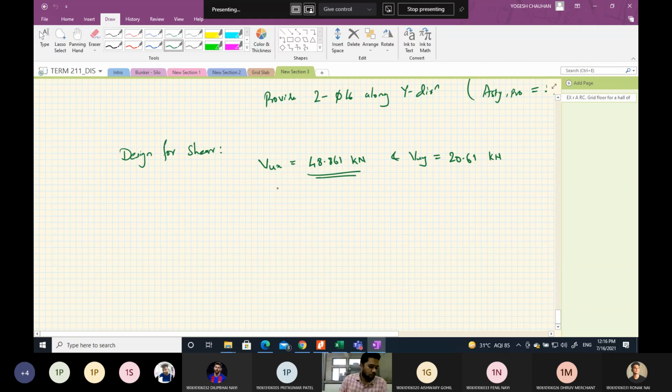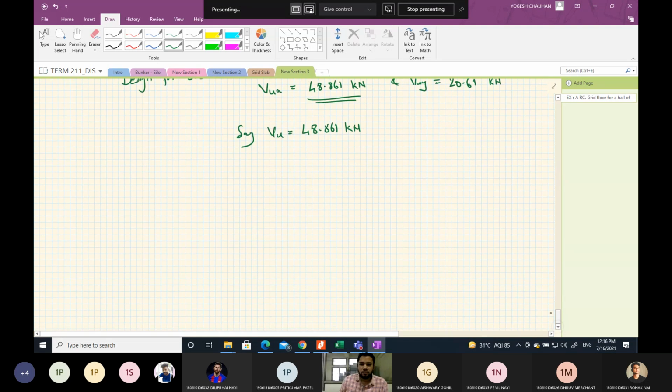So let us calculate for this. So let us say VU is equal to 48.861 kilonewton. In case these values were much higher and the difference was too much, then we should design shear force separately in both the directions. But here the values are less, as well as the difference is not that huge, so we'll take only the higher value for design of shear reinforcement.